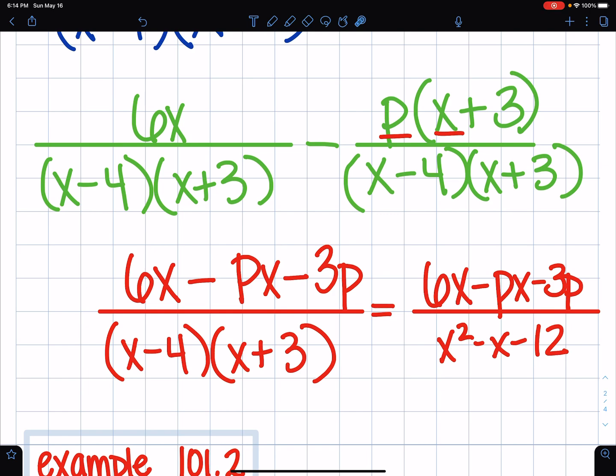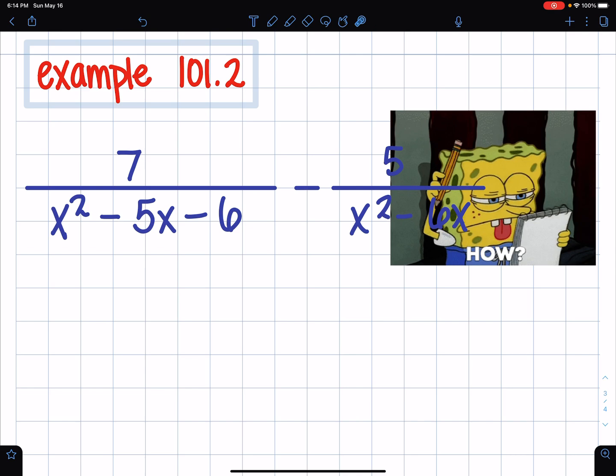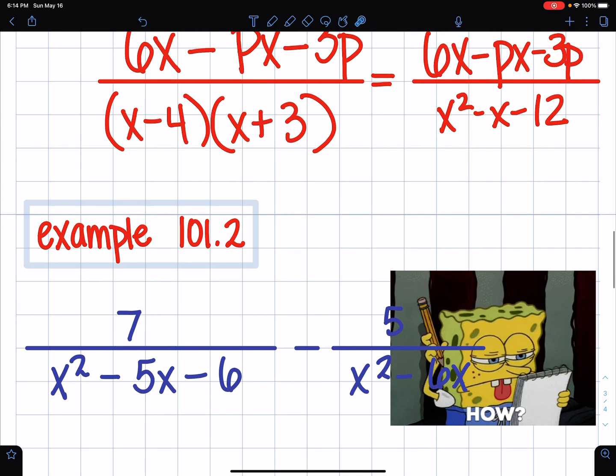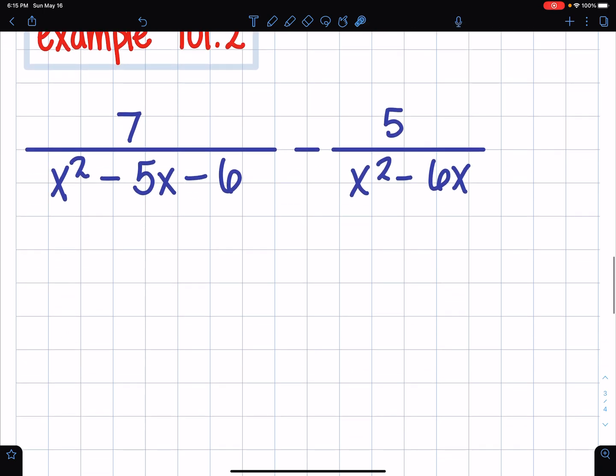Okay, sorry about that. Let's go on to example 101.2. We are going to add these two things. And you're like, how do I do this? You got this. You got this. So, again, they ask us to add. Again, there's a subtraction, but we know that that's just adding a negative.